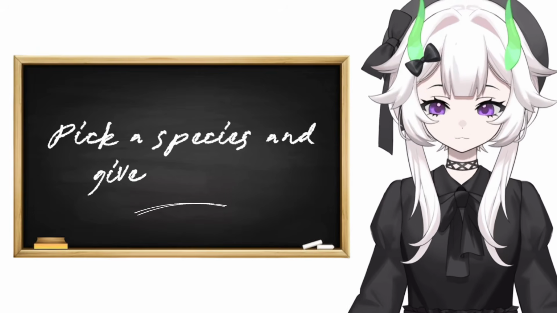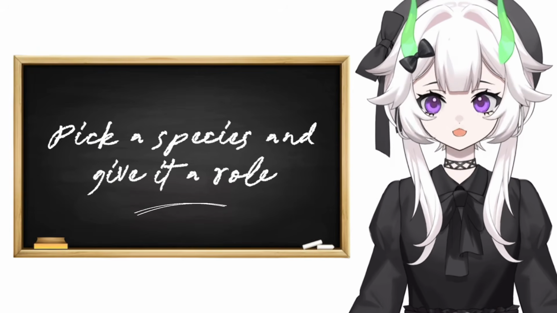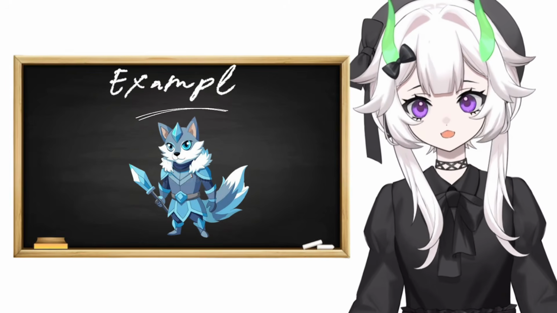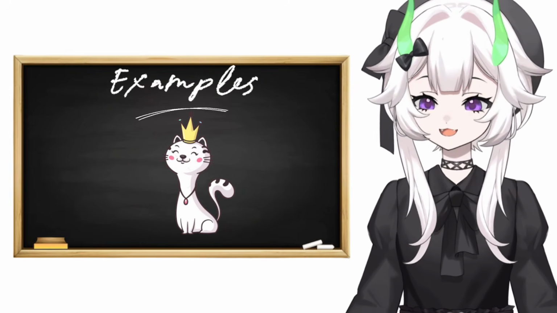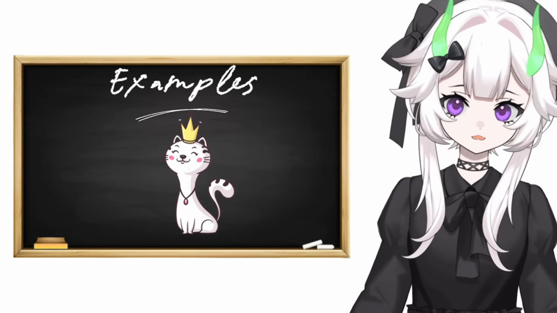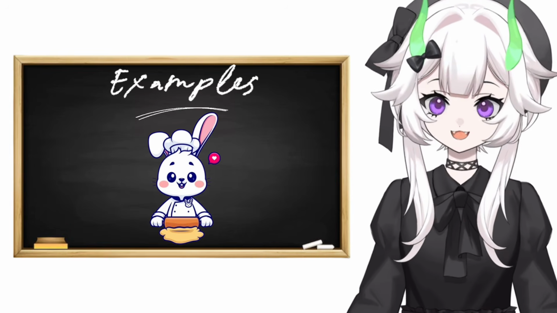Now, this is not something that you need to do, but it's something that a lot of indie and corpo VTubers do to make their character. Pick an animal or a species of some type and a role. For example, Wolf Knight, or Princess Cat, or Chef Bunny, anything like that.